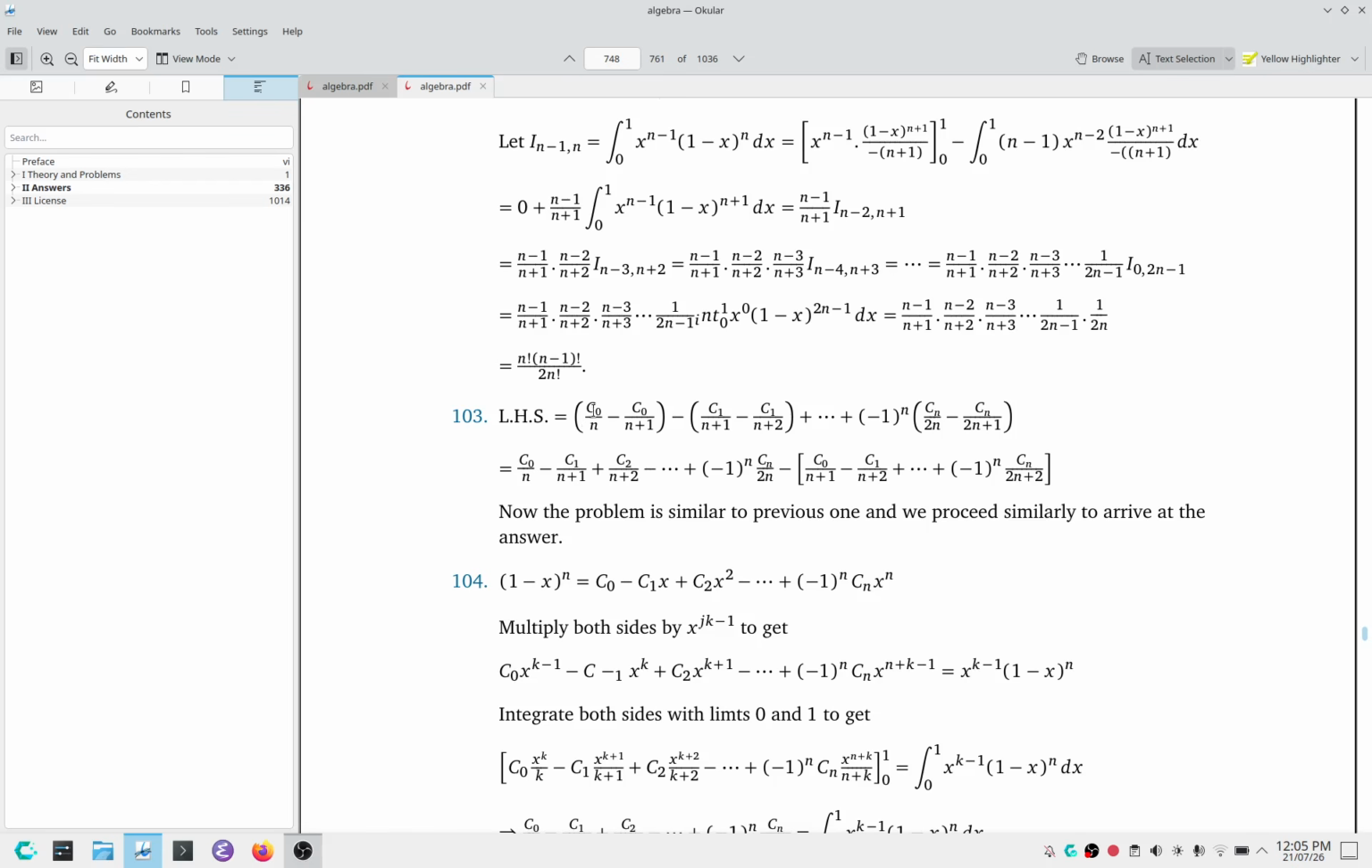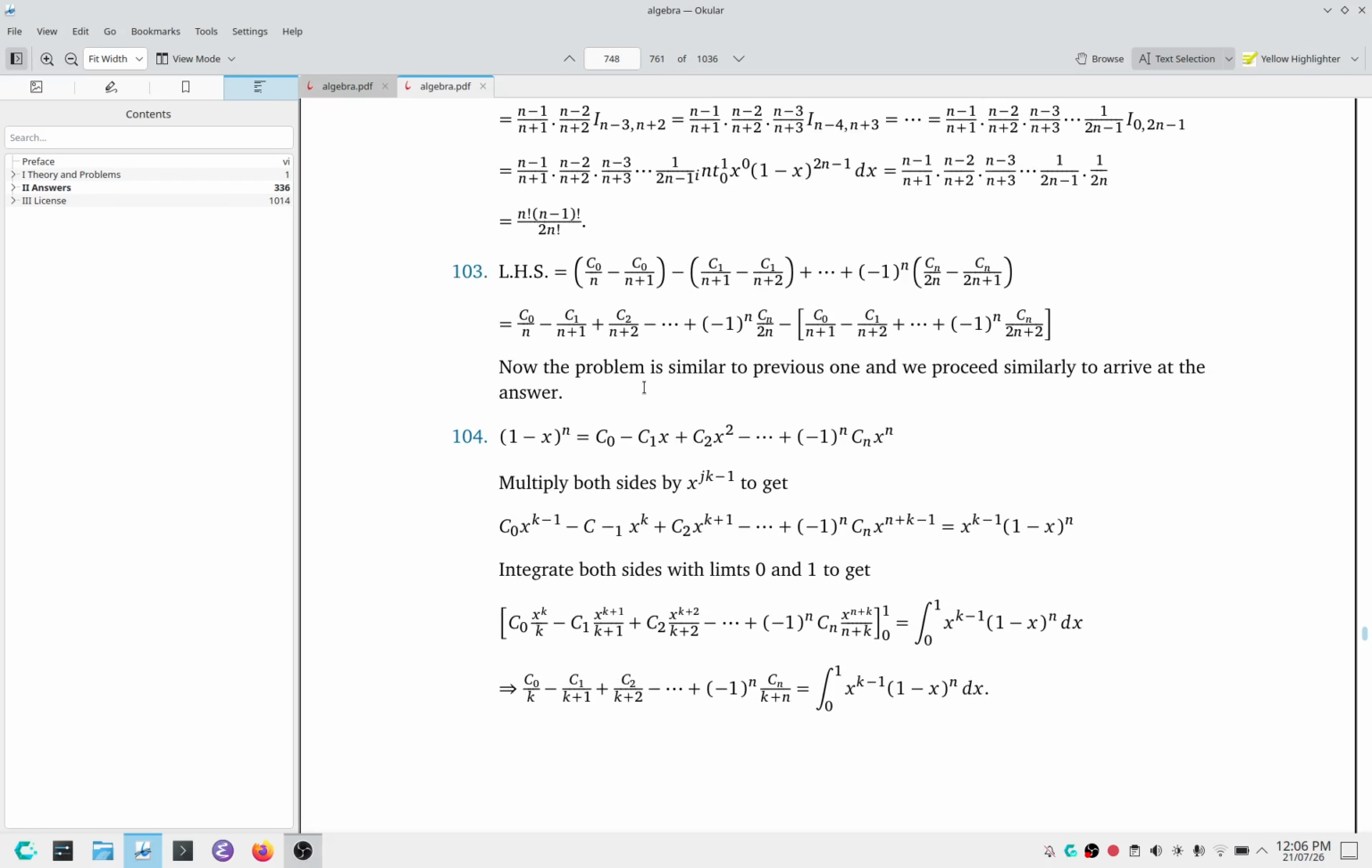So we write this as C0 upon n minus C0 upon n plus 1, minus C1 upon n plus 1 minus C1 upon n plus 2 and so on up to minus 1 to the power n Cn upon 2n minus Cn upon 2n plus 1. So we write this as C0 upon n minus C1 upon n plus 1 plus C2 upon n plus 2 and so on up to minus 1 to the power n Cn upon 2n, minus C0 upon n plus 1 minus C1 upon n plus 2 and so on up to minus 1 to the power n Cn upon 2n plus 1. And then this becomes a problem similar to 102 and we proceed similarly to arrive at the answer.